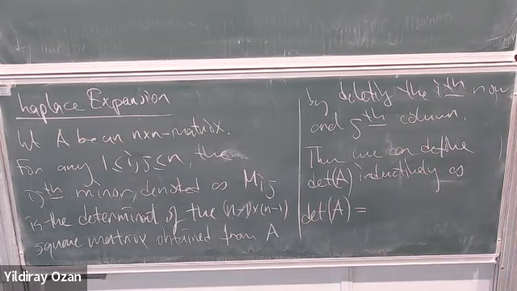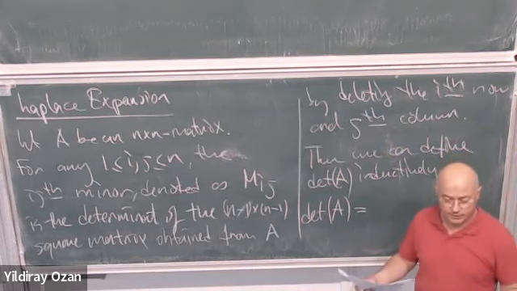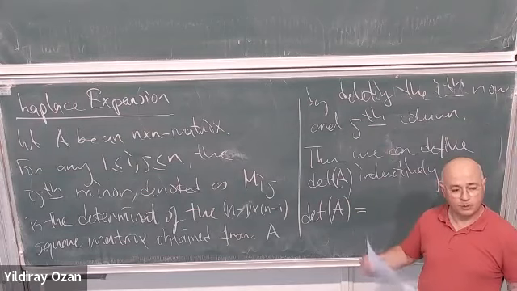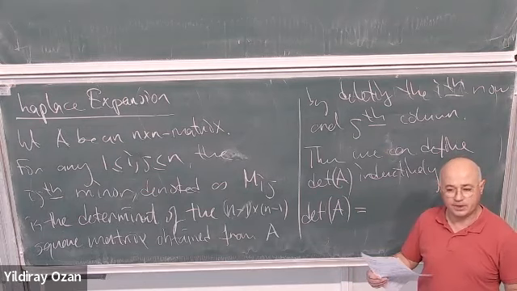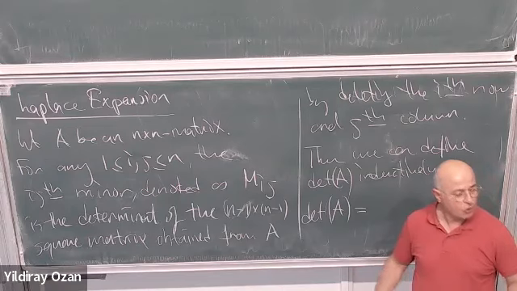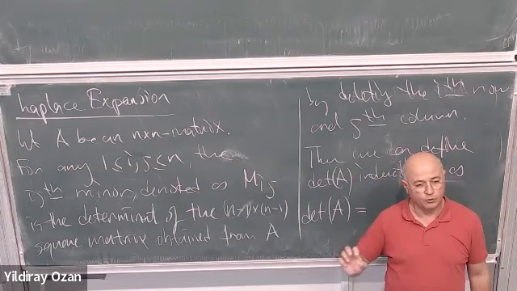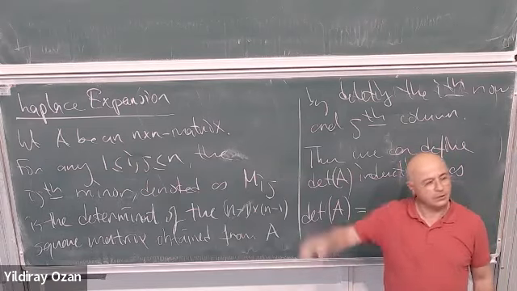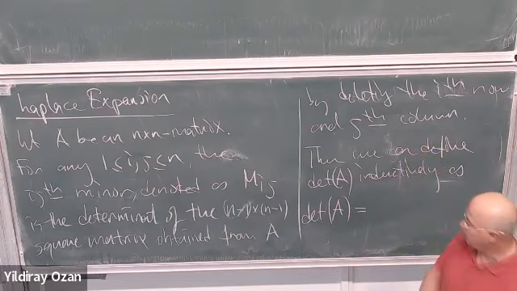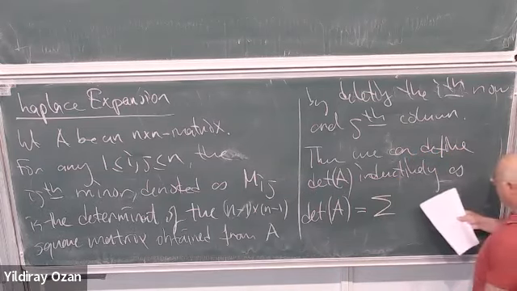To define the determinant of a 3 by 3 matrix, we use determinants of 2 by 2 matrices. To define the determinant of a 4 by 4 matrix, we use the determinants of 3 by 3 matrices, which are obtained from determinants of 2 by 2 matrices. So once you know how to compute the determinant of a 2 by 2 matrix, you can define the determinants of any square matrix. And here is the formula, how we define it.